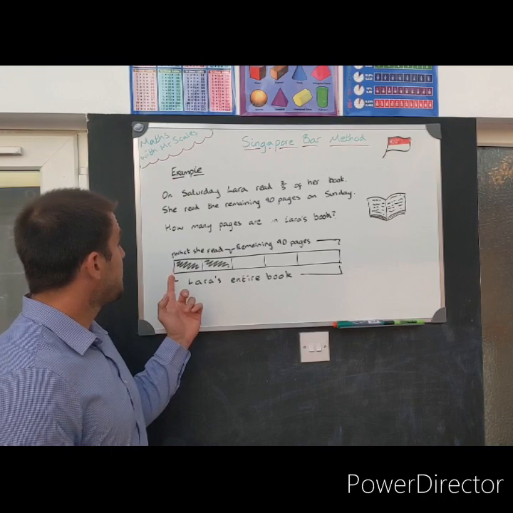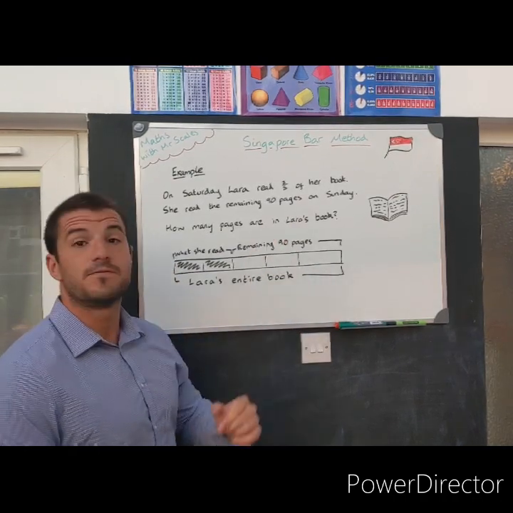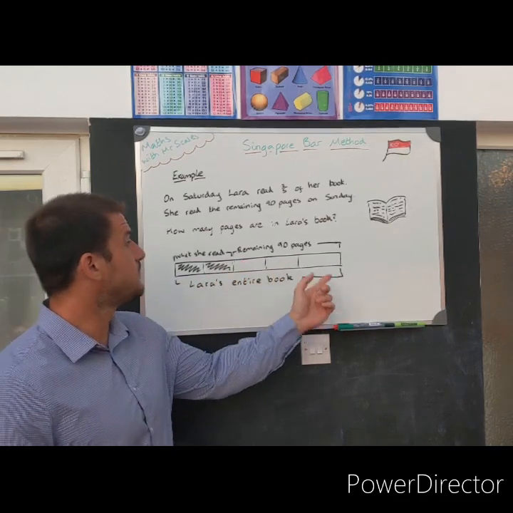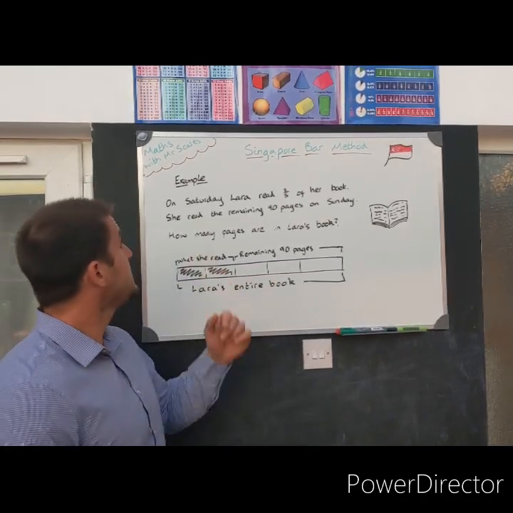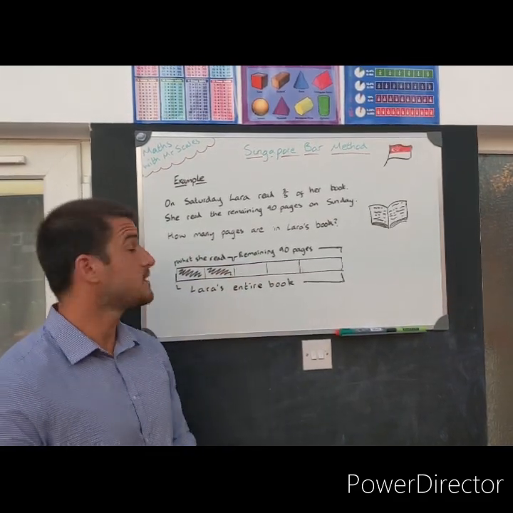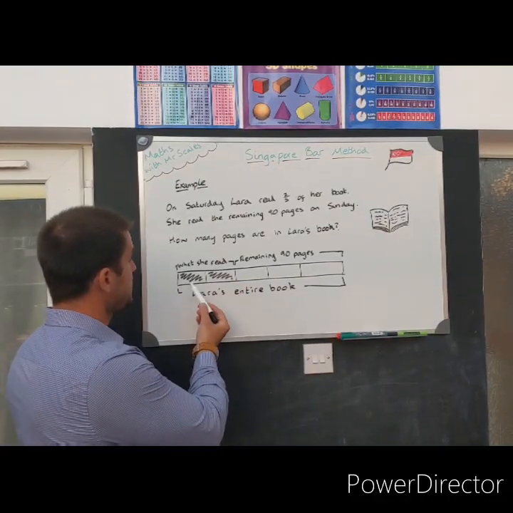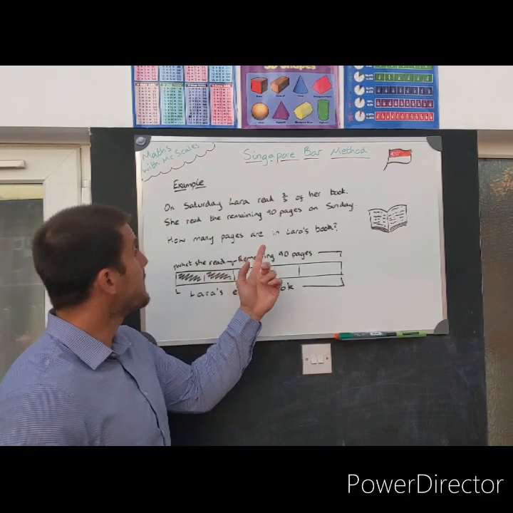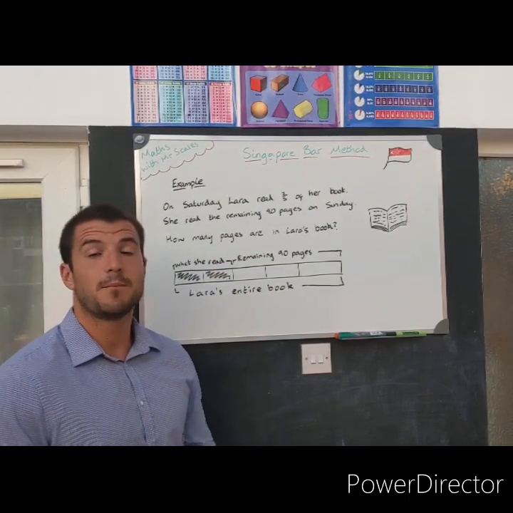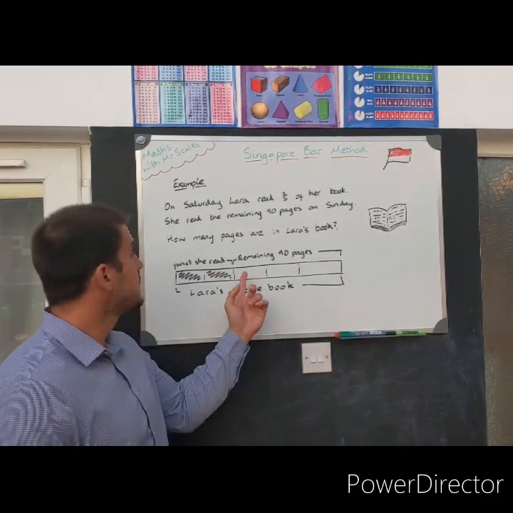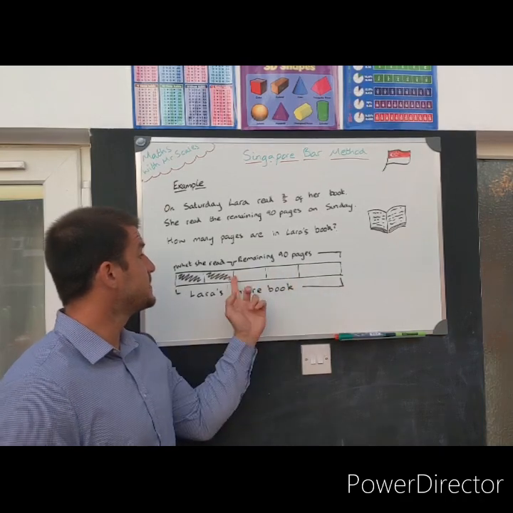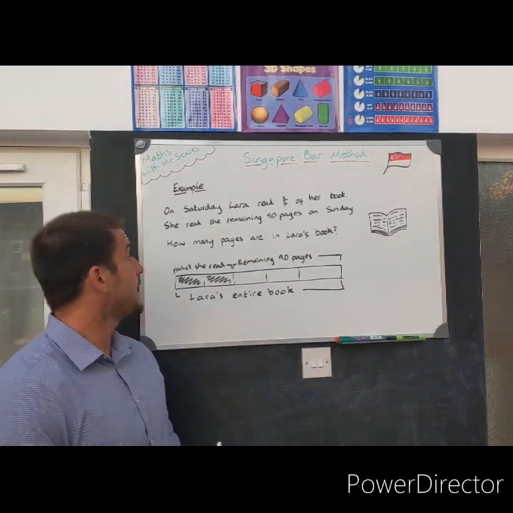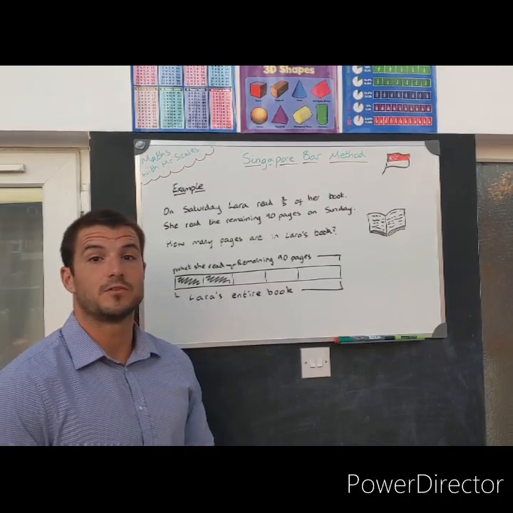If we think about Lara's entire book in fifths, because that's the fraction that's been given to us, we can break it up into 5 bars. We know that she has read 2/5 of her book, so what she has read is 2 of those sections. We also know that the remaining 90 pages make up the remaining 3/5, so we have our 90 pages across this section. What we need to do is then work out how many pages are in Lara's book.